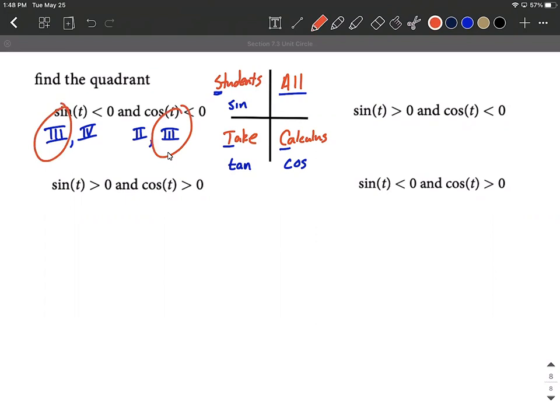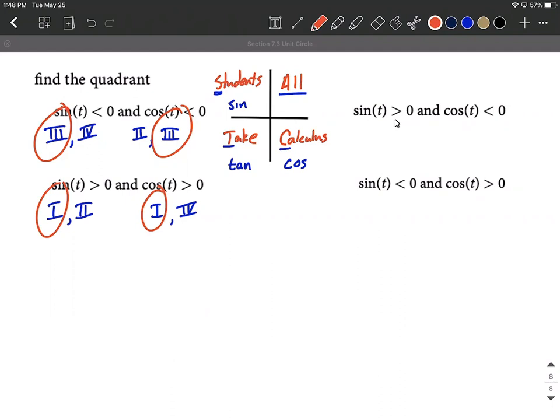All right, let's take a look at this next one. We have sine is positive, cosine's positive. For them both to be positive, I'll list out the quadrants here. Sine's going to be positive in the first and the second quadrant. All students take calculus: everything's positive in the first, and sine's positive in the second quadrant. Cosine's positive in the first quadrant and in the fourth quadrant. So what do they have in common? Well, they have the first quadrant in common. So first quadrant is our answer.